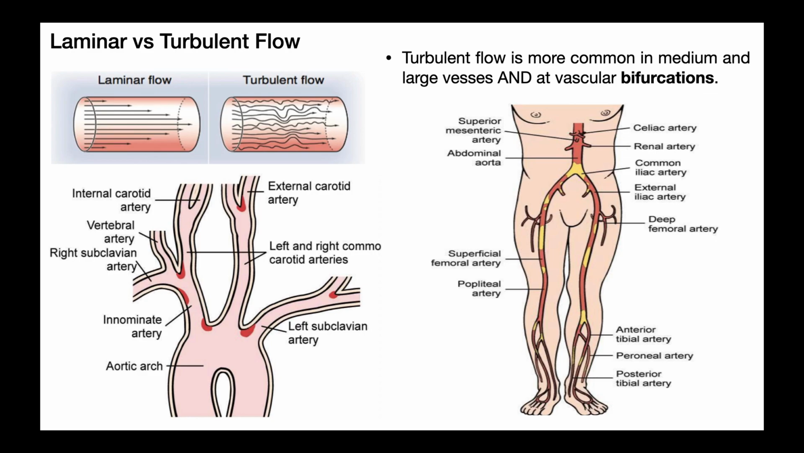Now, why is this important? Because areas where we have turbulent flow are more susceptible to atherosclerosis. Now, does that mean that turbulent flow is the cause of atherosclerosis? No, but it just means that areas where we have these bifurcations or larger vessels, those tend to be the sites of atherosclerosis most of the time.